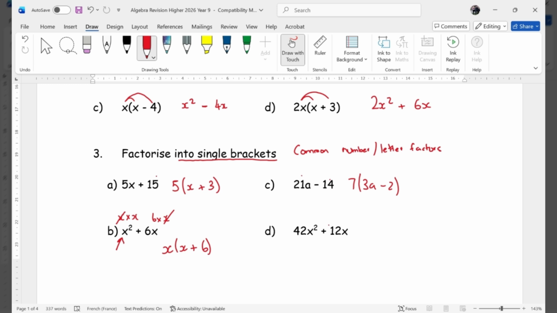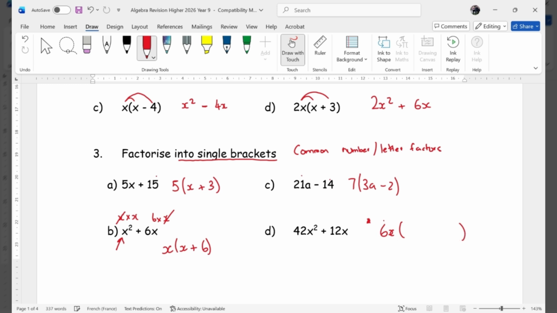Now more likely for you, or more common at higher tier, both a number and a letter that's common. So I've got to be careful here because 42 and 12, 2 is a common factor. 4 isn't. 6 could be. Okay, just got to check. Just be careful that you're getting the highest common factor. And it turns out here to be 6, but we can also take an x out.